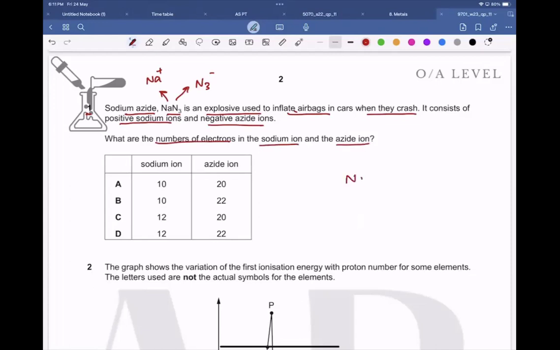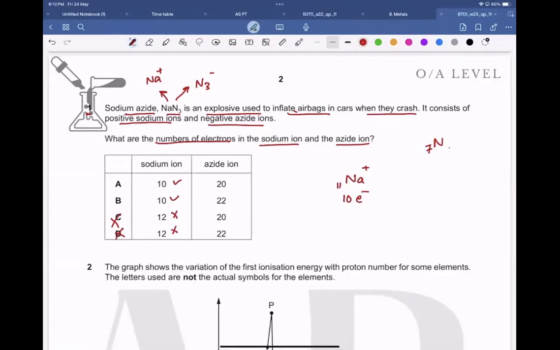So for sodium, the atomic number of sodium is 11. So when it becomes positively charged, it means it has 10 electrons. So which makes A and B correct, and C and D wrong. Now, if you recall, nitrogen's atomic mass is 14. Nitrogen's atomic number is 7. So it means it has 7 protons, right? And 7 electrons as well.